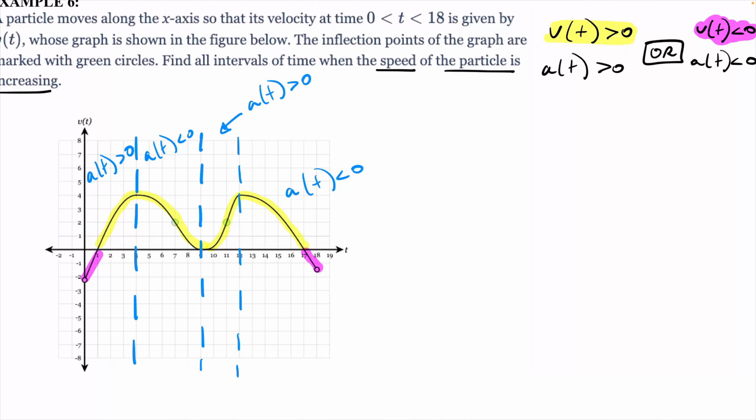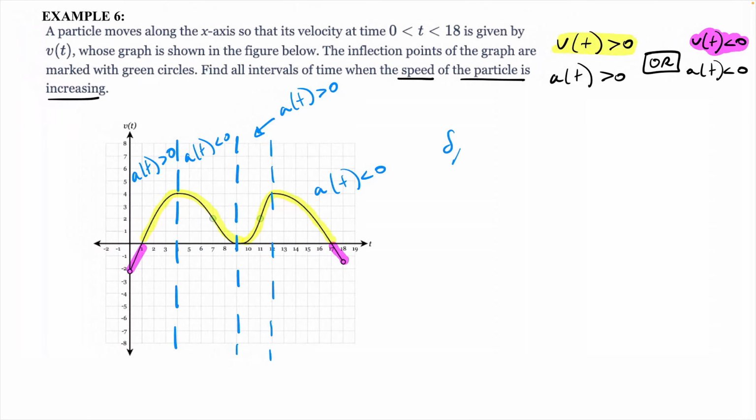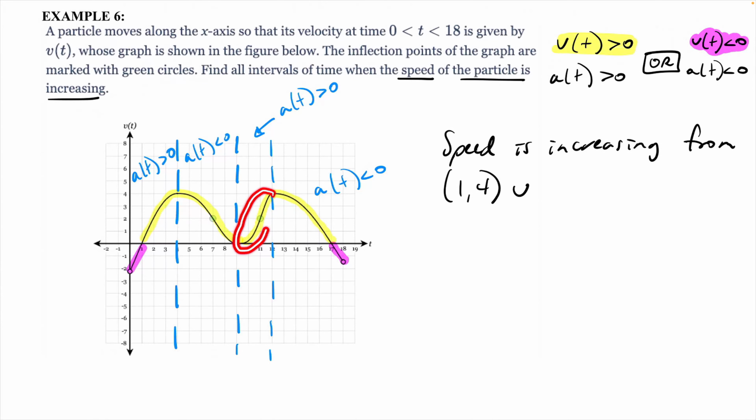So let's write this down. Speed is increasing from 1 to 4. Okay, good. 1 to 4, good. I have yellow and greater than. Where else? 9 to 12. Yep, yellow and greater than. 9 to 12, good.